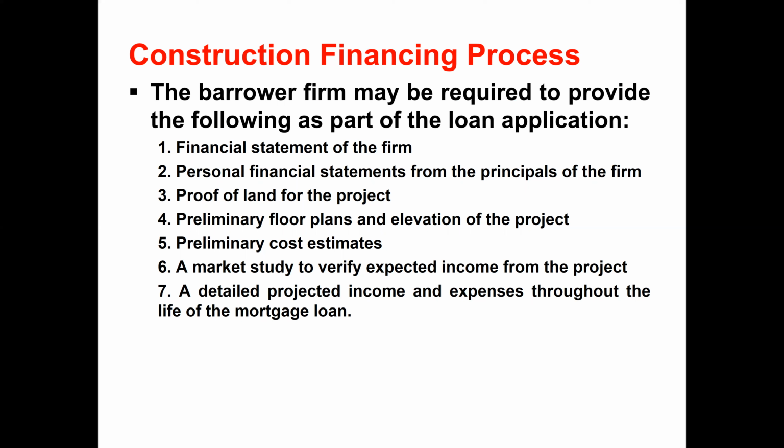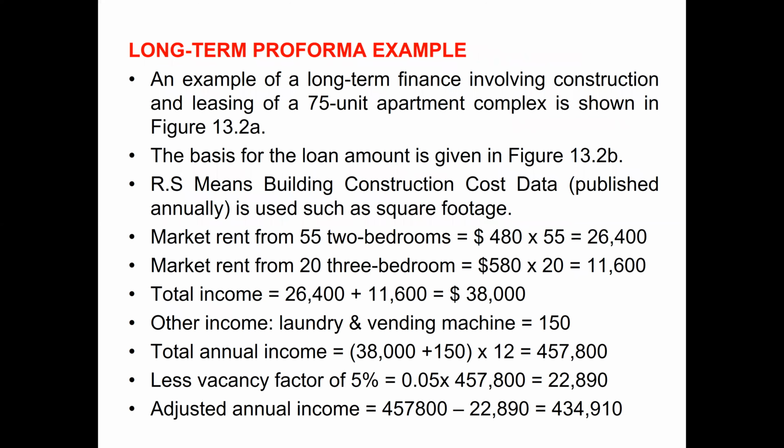A detailed projected income and expenses throughout the life of the mortgage loan. So if the mortgage loan is for 30 years, we need to provide detailed income and expenses, like how much the maintenance cost of this project will be, how much will be the return, and then how much will be the net return from this project. So we need to provide all this information to the banks or institutions who are going to provide funding or lend money for the project. So with this, let's move forward.